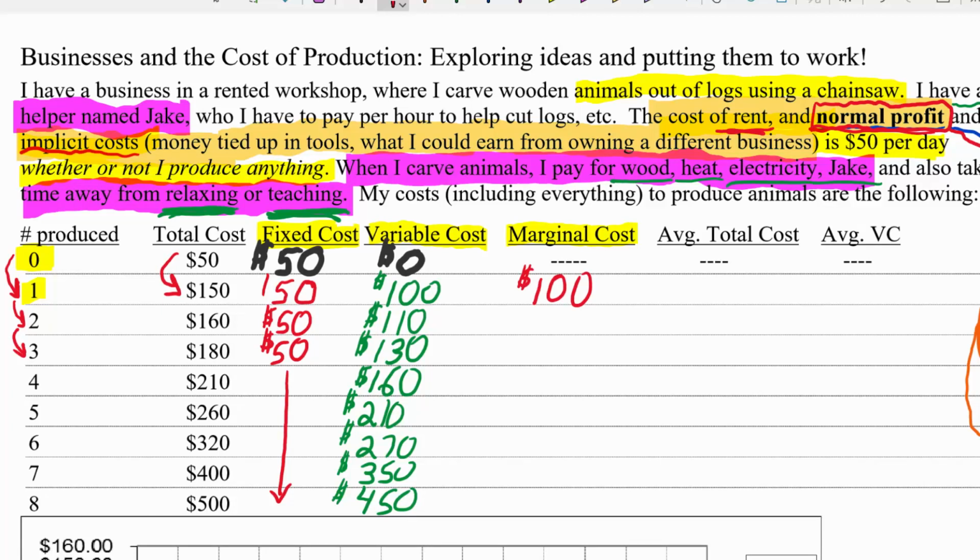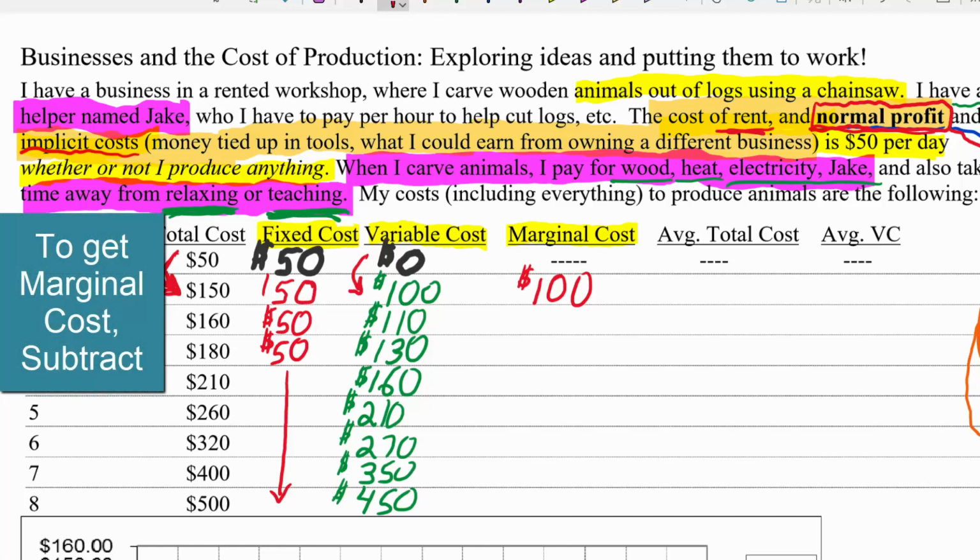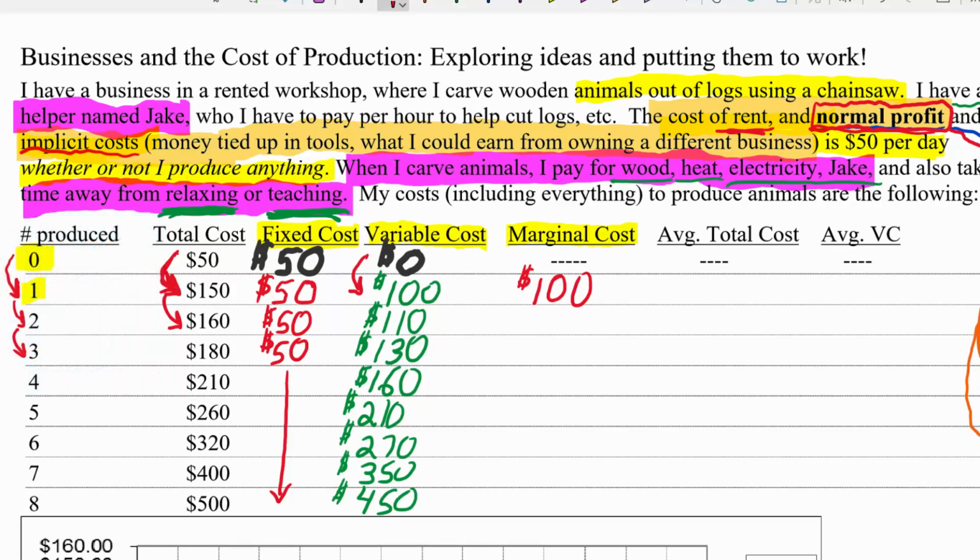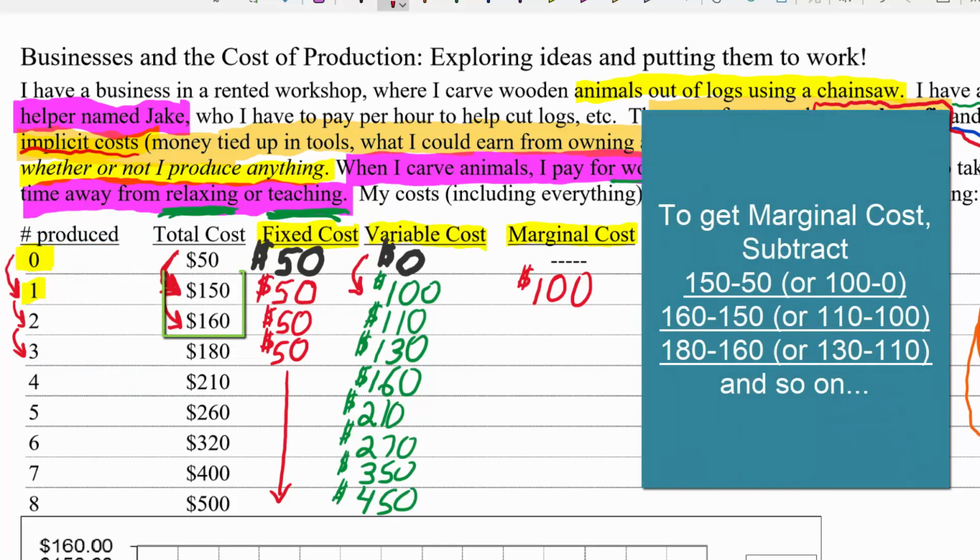Now there's two ways to find marginal cost. You can either look at the change in the total cost, or you can look at the change in the variable cost. They're always going to be changing by the same amount, because the only difference between the total cost and the variable cost is the fixed cost. And the fixed cost isn't ever changing. So the second unit costs $10 to make because our total costs go up by 10, variable costs go up by 10. They're always going to go up by the same amount, $10.